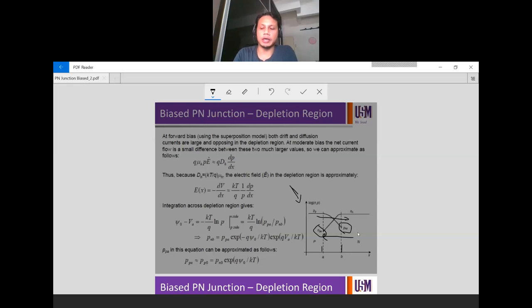We know that the concentration is going to change, and now we need to check how much it changes. Let's look at this slide now. At forward bias, using the superposition model, both drift and diffusion currents are large and opposing in the depletion region, in opposite directions. At moderate bias, the net current flow is a small difference between these two much larger values. So this can be approximated as drift current density approximately equal to diffusion current density.